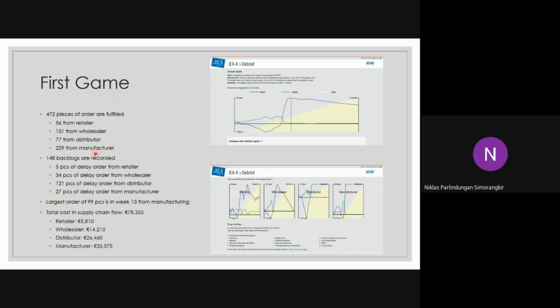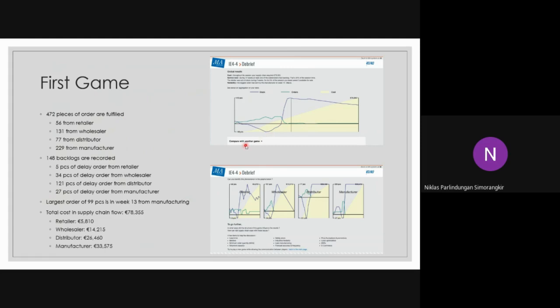Moreover, there are delay orders in the first game, as there are no policies whatsoever. The highest one comes from the distributor, 121 pieces of delay order. And the largest order, of 99 pieces, is in week 13, which comes from the manufacturer. The total cost in the supply chain flow is 78,355 euros, which is actually quite a high cost.